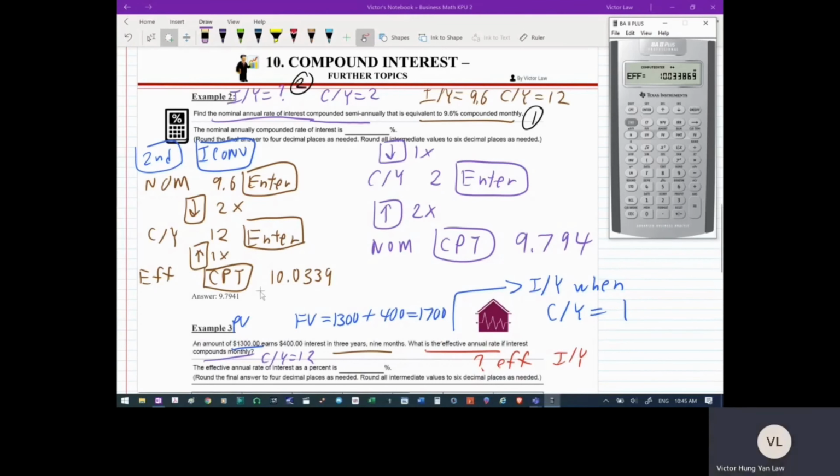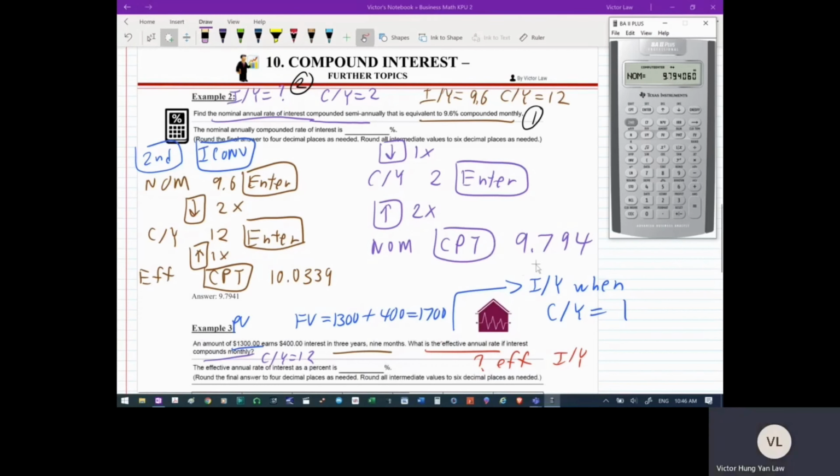Once we press compute, we have finished entering all the variables for the first interest rate, the 9.6% compounded monthly. Then we're going to move on to the second interest rate, the one we're solving for. We're going to go down 1 time, and then we're going to get CY. CY is 2 times a year because now we're dealing with the second interest rate, compounded semi-annually, so 2 times. So we press 2 and then enter. Then we're going to go up 2 times, back to NOM.